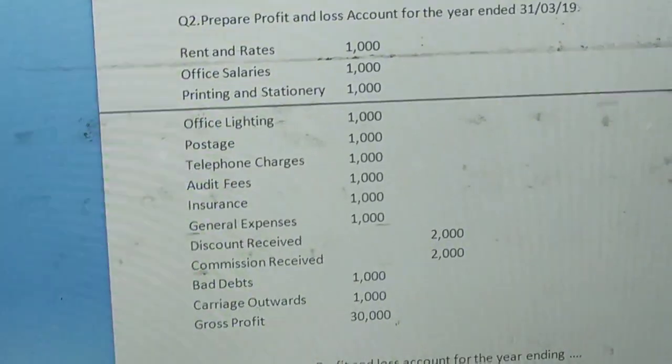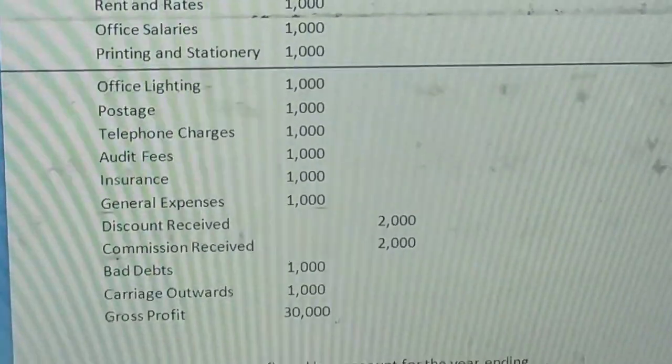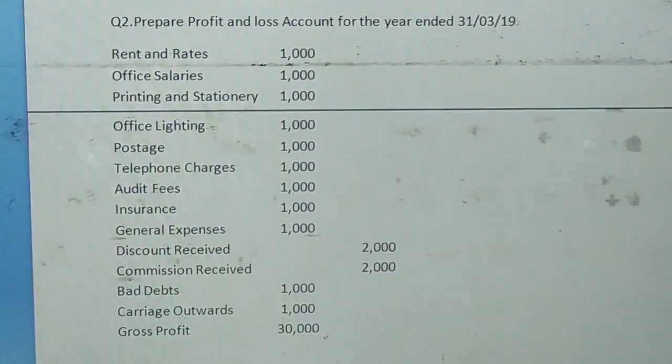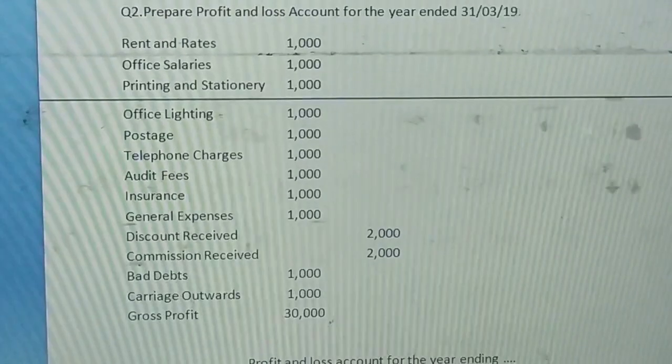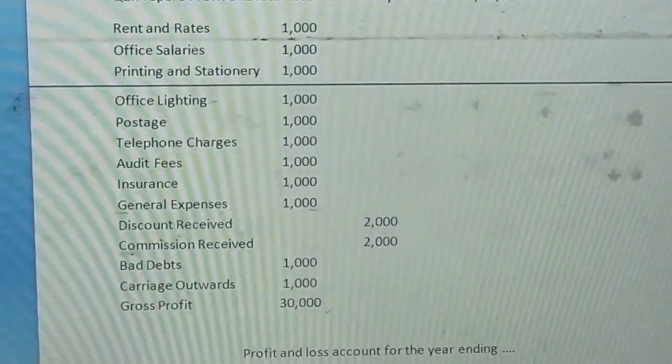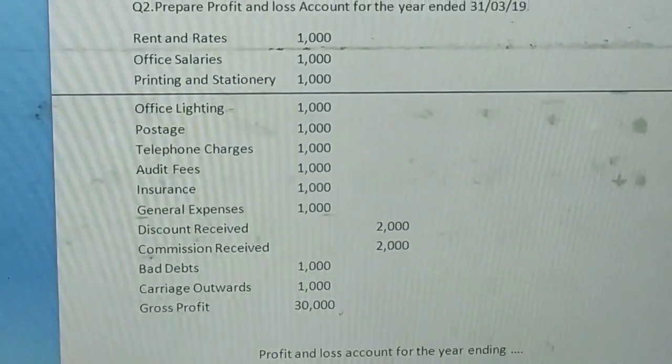gross profit which we have got from trading account. As we are not preparing trading account, that's why in the sum gross profit is given. We will do this sum. Let's see this sum now.